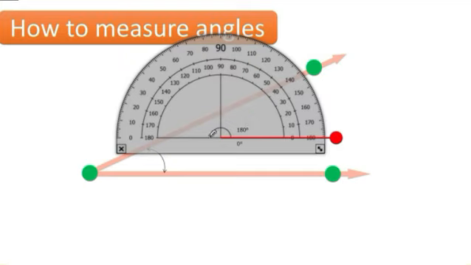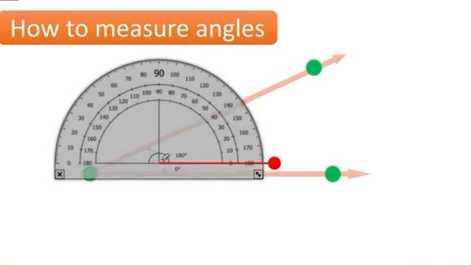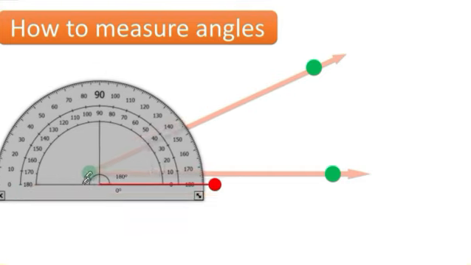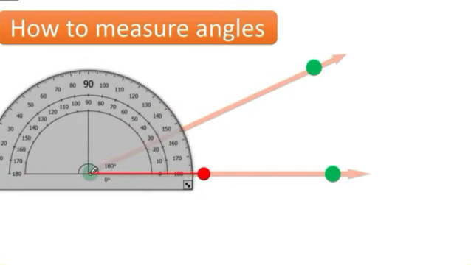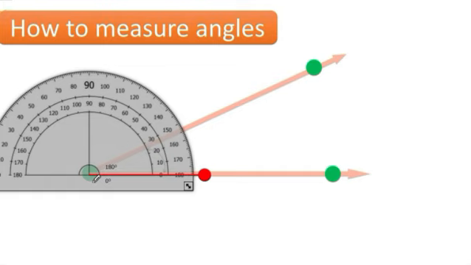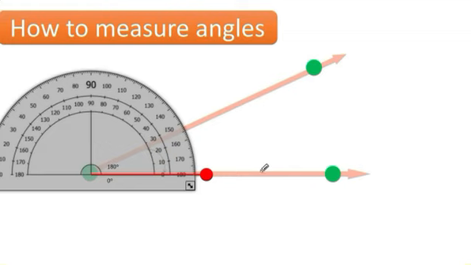Okay, so what we first do is, I hope you can see this point over here. Okay, we have to keep this point to the vertex, at the vertex. Okay, and this zero arm, I hope you can see the zero arm. That should be at a ray. Okay, so I'm keeping it this way.